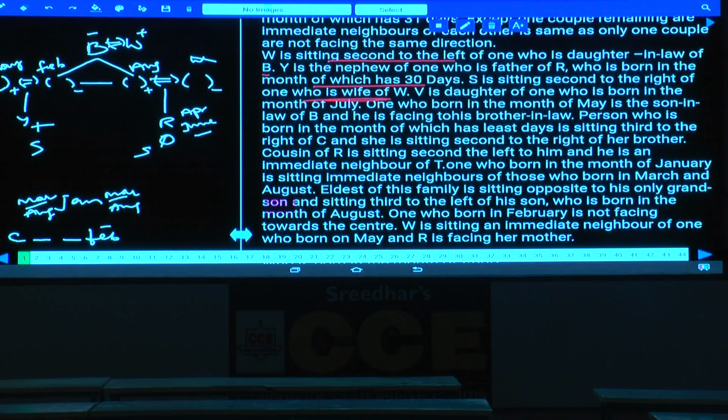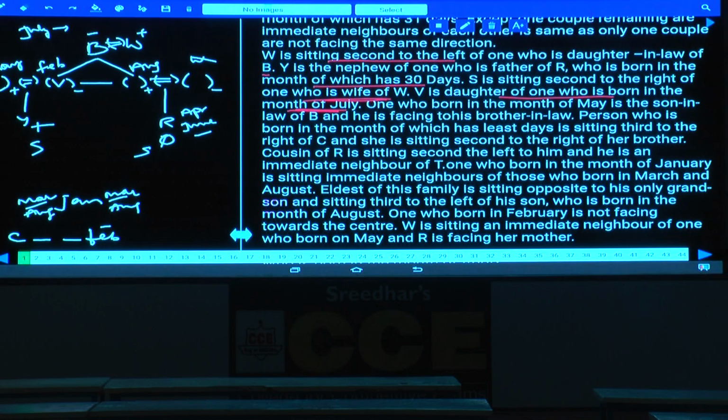V is the daughter of the one who is born in the month of July. Hence where can V be here? V must be here. V is the daughter. And V was born in the month of February. Now V is the daughter of the one who was born in the month of July. Hence July must be either B or W. Either B or W was born in the month of July, and V is the daughter of the one who was born in the month of July.